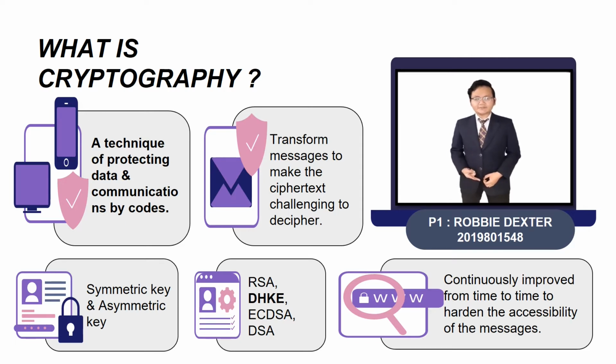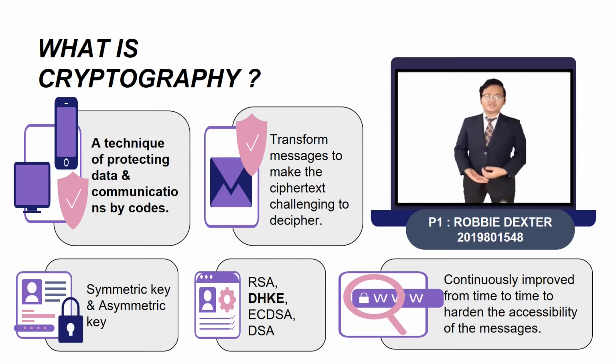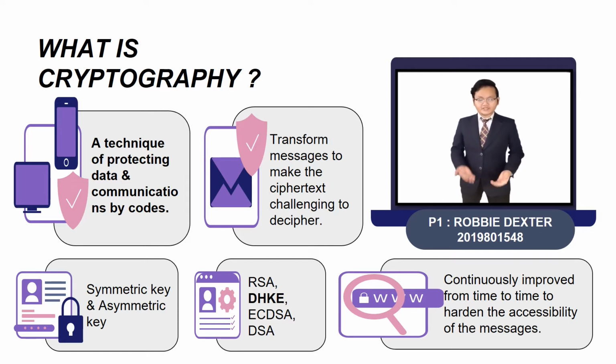And the second type is the asymmetric key, which uses a pair of keys, namely a public key and a private key. There are four types of public key or asymmetric key cryptography: RSA, Diffie-Hellman key exchange, also known as DHKE, elliptic curve digital signature algorithm, ECDSA, and finally digital signature algorithm, DSA. For today's presentation, we will focus more on DHKE.